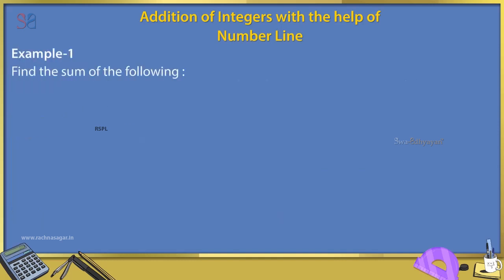Example 1. Find the sum of the following. A. +1 and +4. B. -1 and -2. Solution.